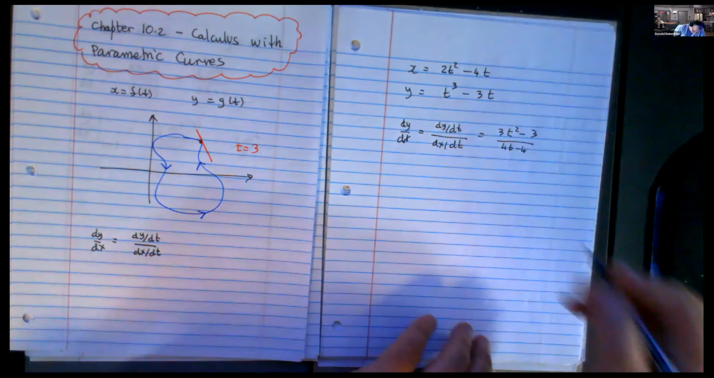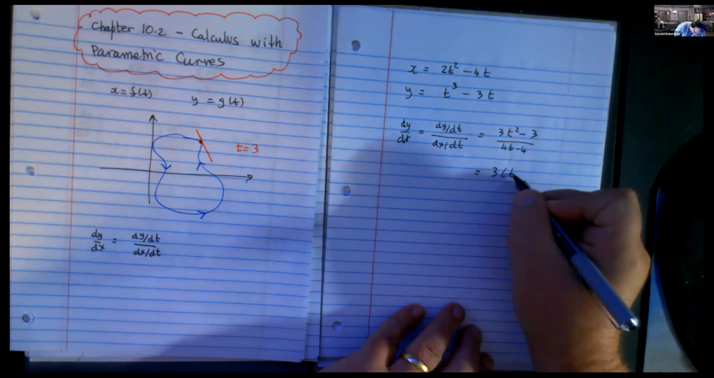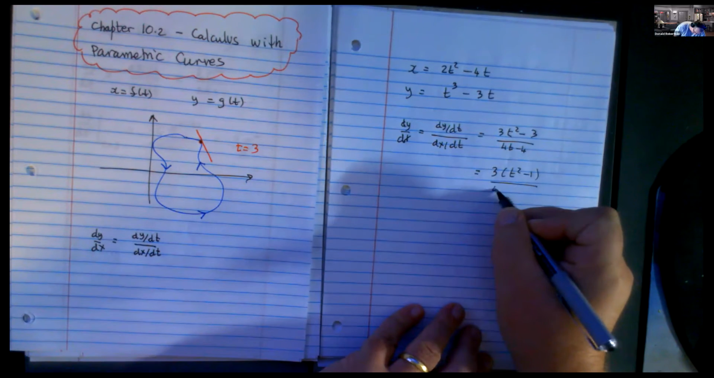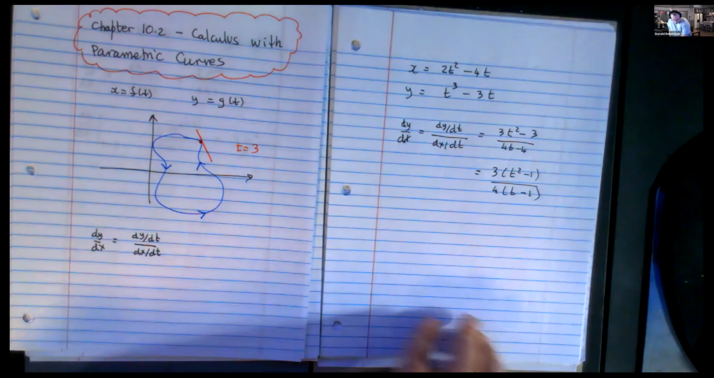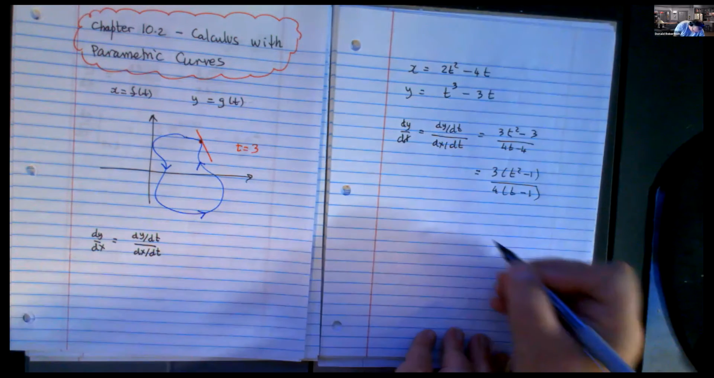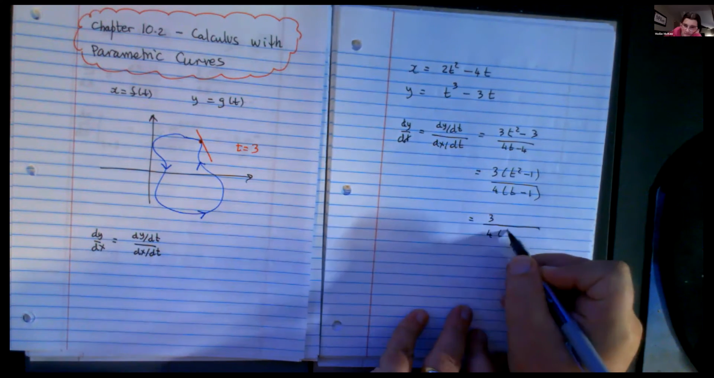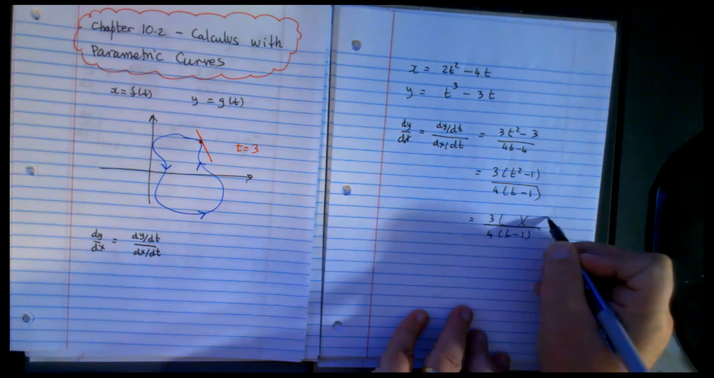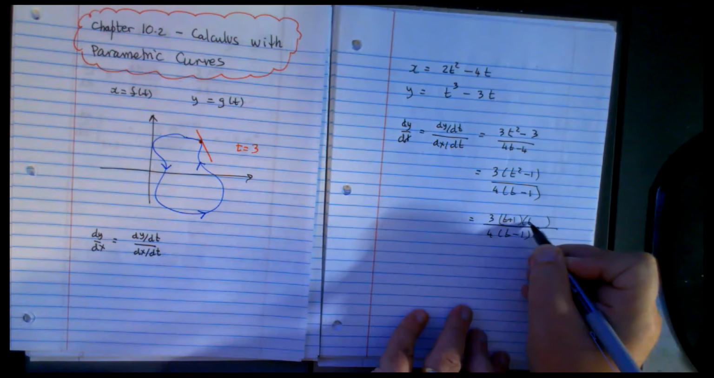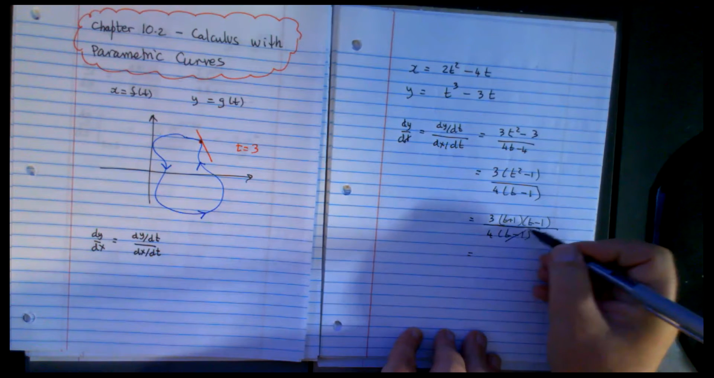Now, style points, very important. I'll pull out a common factor of 3 and a common factor of 4. Is there anything I can do on the top? Anything I can factor, for instance? T squared minus 1. Go ahead. Right. I was going to say, since it's the difference of squares, you can do t plus 1, t minus 1. Now, can you see cancelling? Minus 1.